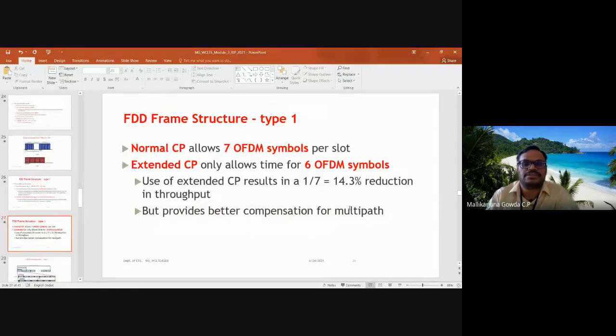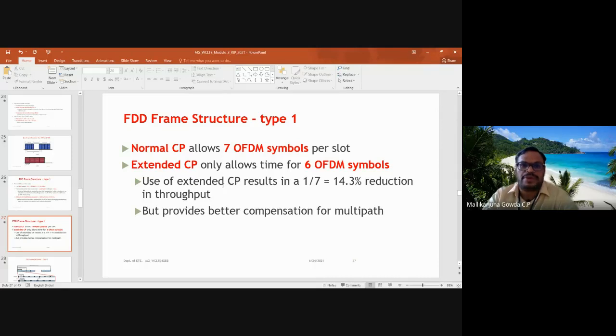So in case of type 1, the normal cyclic prefix allows 7 OFDM symbols per slot. This is important, and you need to understand how many OFDM symbols are used in the normal cyclic prefix and how many OFDM symbols are allowed in the extended cyclic prefix. In case of normal cyclic prefix, it allows 7 OFDM symbols per slot. In case of extended cyclic prefix, it allows only 6 OFDM symbols.